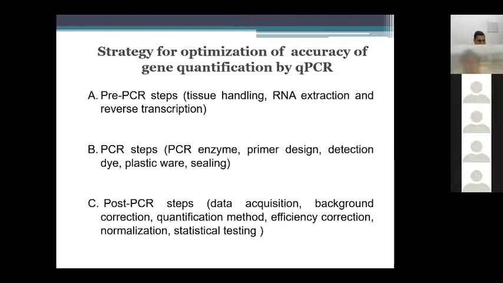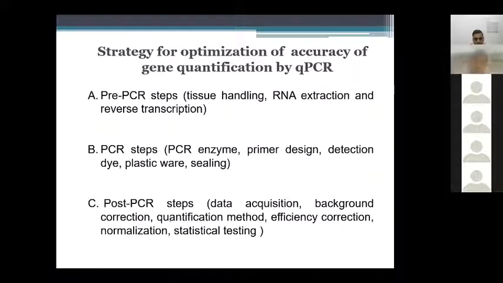In the pre-PCR step, there are tissue handling, RNA extraction, and reverse transcription steps. Because at each and every step, we need to understand that any contamination can spoil our overall gene expression study. So in each and every step we must keep in mind that all these stages are checkpoints.